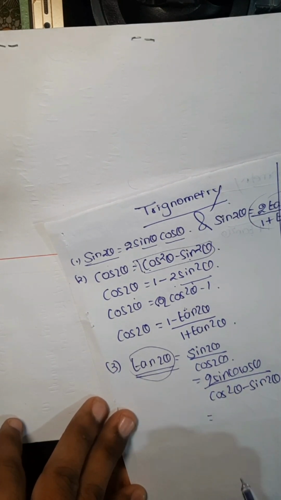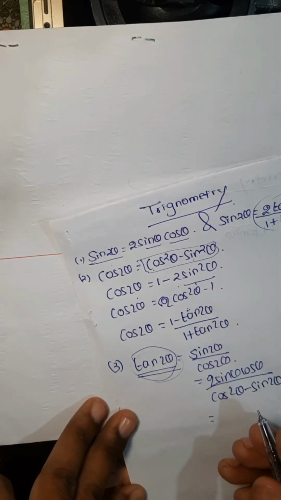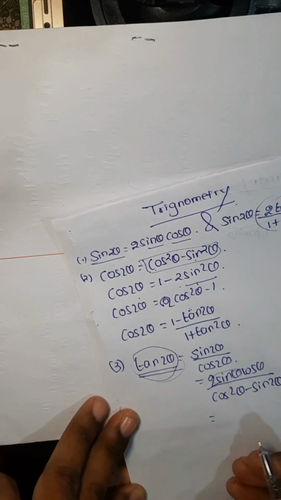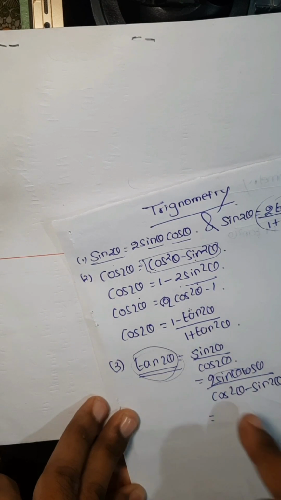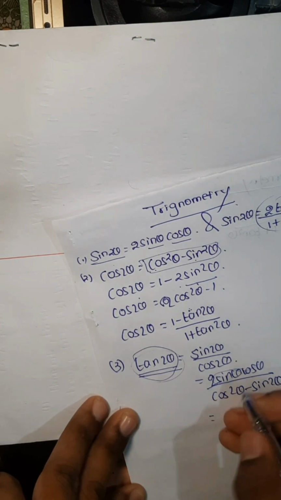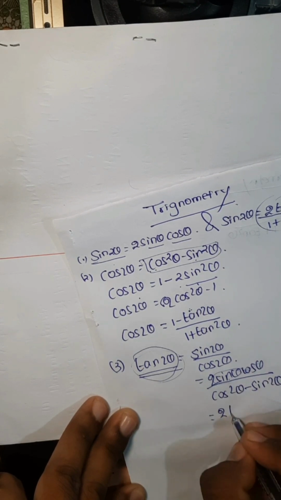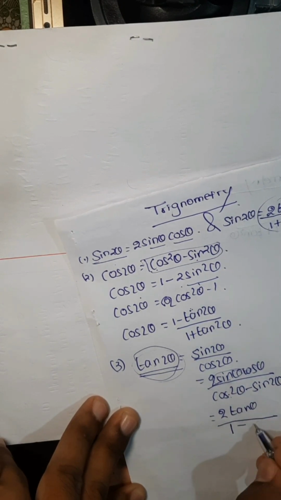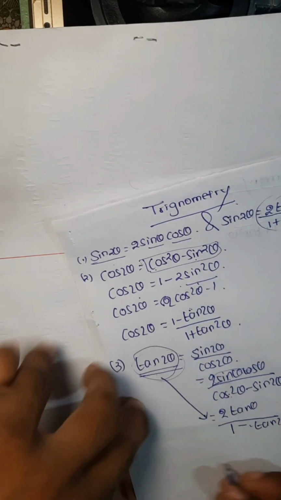So we need to write tan 2 theta in terms of tan. Therefore, to remove the cos theta, we divide numerator and denominator by cos square theta. Therefore, 2 sin theta cos theta over cos square theta gives 2 tan theta, and in the denominator, 1 minus sin square theta over cos square theta gives 1 minus tan square theta. And this is the expansion of tan 2 theta in tan. Right.